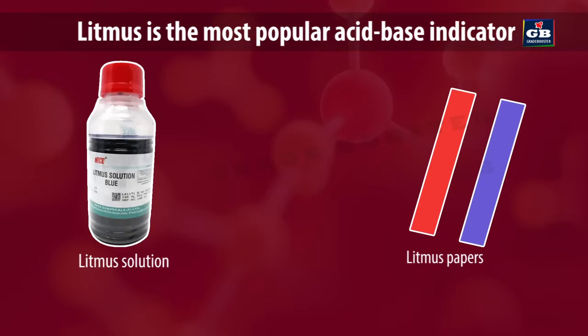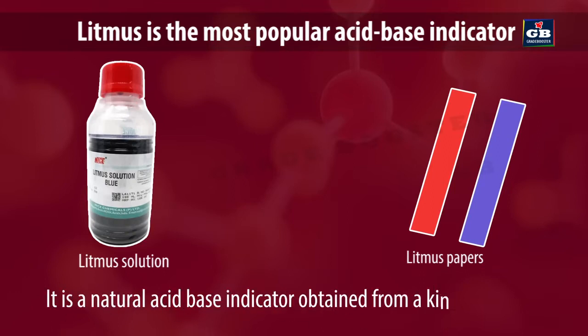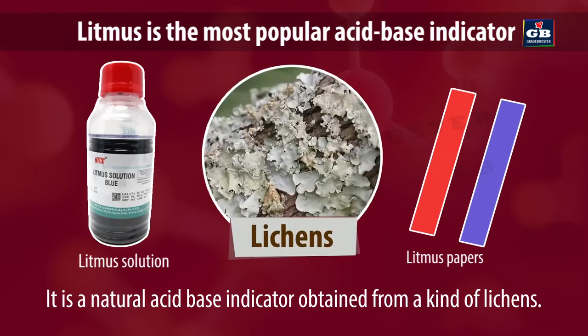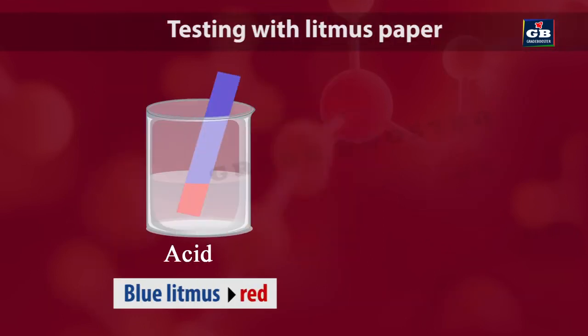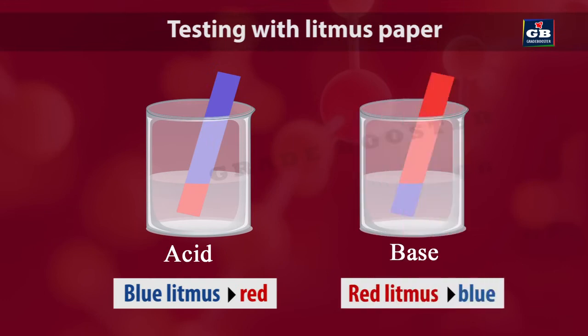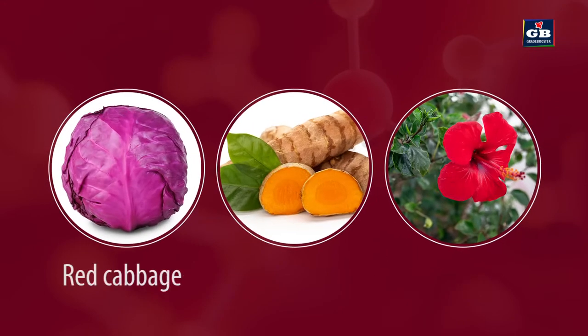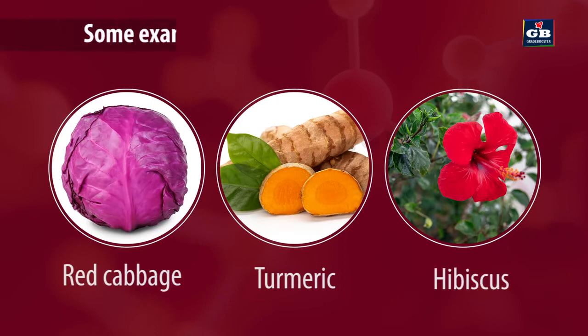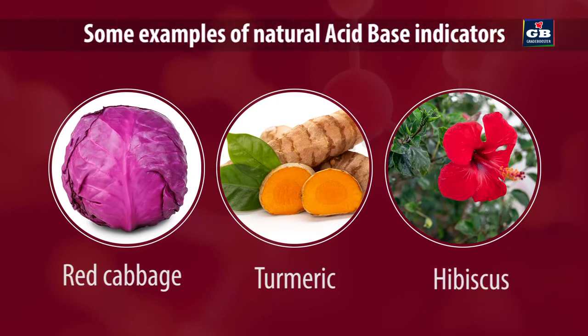Litmus is the most popular acid-base indicator. It is a natural acid-base indicator obtained from a kind of lichens. Blue litmus paper turns to red when dipped in acid. Red litmus paper turns to blue when dipped in a base. Red cabbage, turmeric, and hibiscus are some examples of natural indicators.